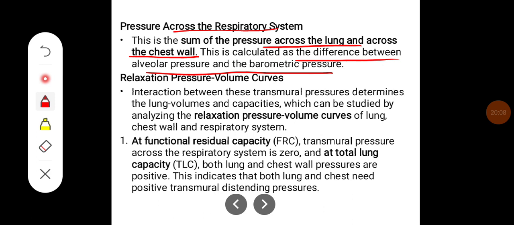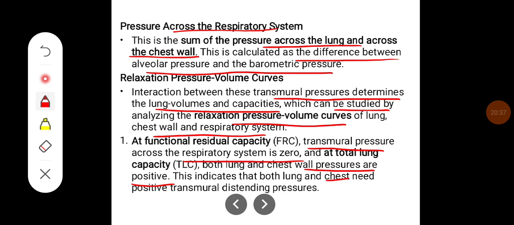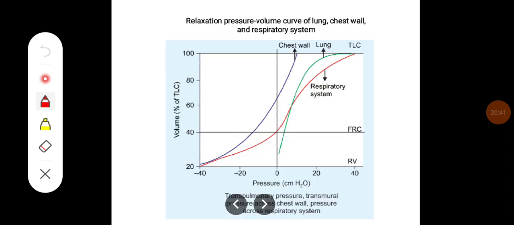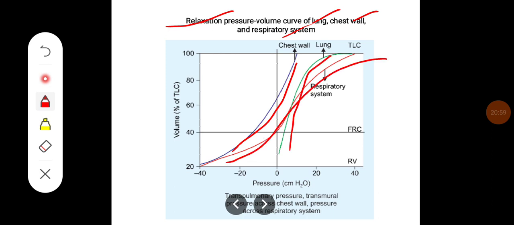Relaxation pressure volume curves. The interaction between these transmural pressures determines the lung volumes and capacities, which can be studied by analyzing relaxation pressure volume curves of the lung, chest wall, and respiratory system. At functional residual capacity, the transmural pressure across the respiratory system is zero, and at total lung capacity, both lung and chest wall pressures are positive. This indicates that both lung and chest wall need positive transmural distending pressures. So this is a curve showing relaxation pressure volume of lung, chest wall, and the respiratory system. So this is of chest wall, and this is of lung, and this is of whole respiratory system.